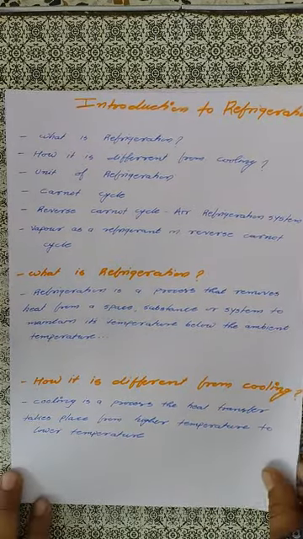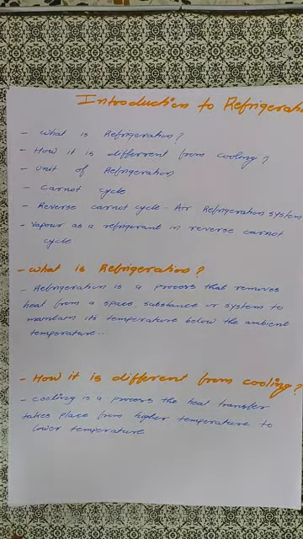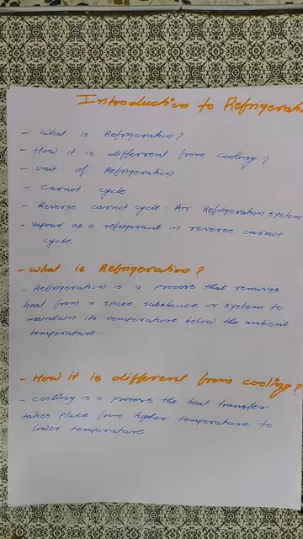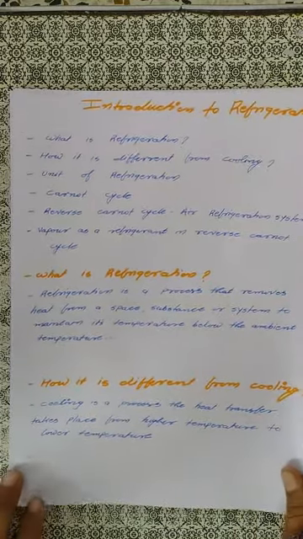Okay, I will explain with an example. Suppose you have kept a cup of tea in a room. That cup of tea has a temperature of 80 degrees Celsius and the room temperature is 30. Now the heat is transferring from that cup of tea to the room air. That is nothing but cooling. And when the refrigeration effect occurs, you have to maintain the temperature of the tea below 30 degrees Celsius, that is the room temperature. That is nothing but refrigeration.